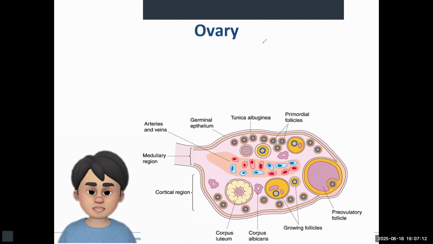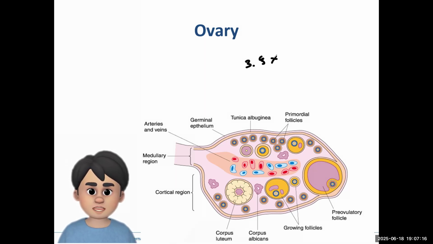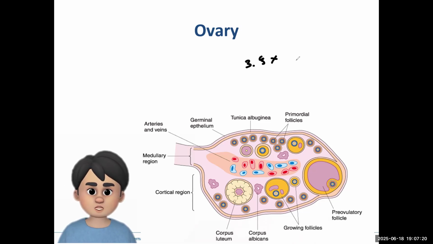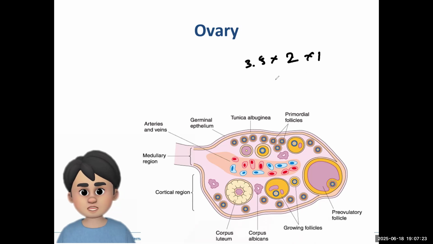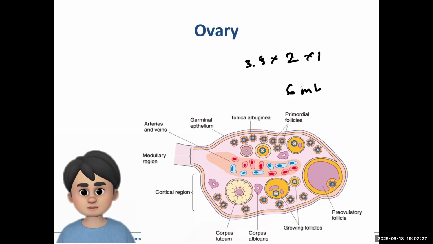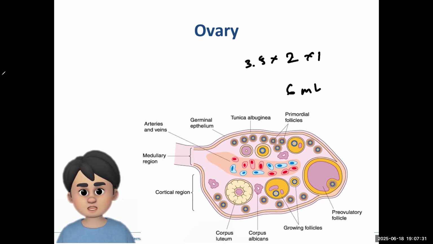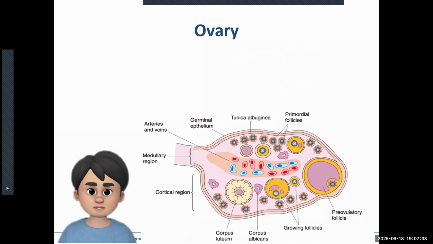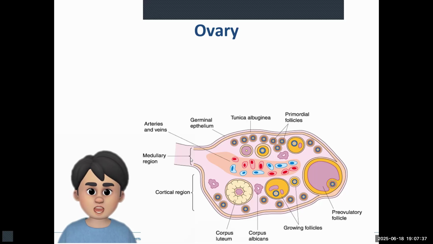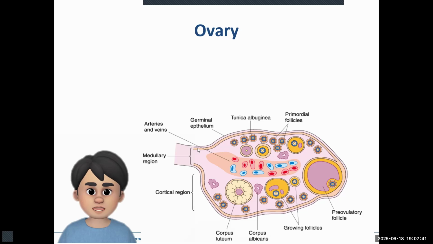If I write the size here, it is 3.5 into 2 into 1. The volume is about 6 milliliters. What does it mean? Extremely small. So the structure of the ovary you need to know. You get two regions, the medulla and cortex, the cortical region and the medullary region.